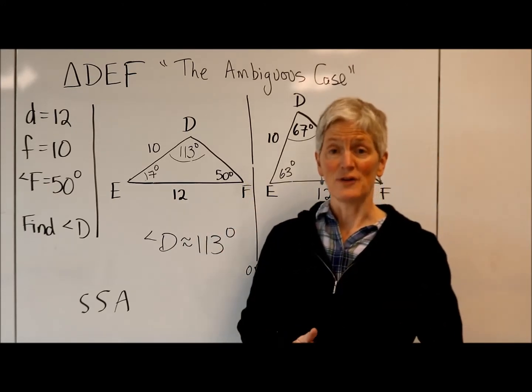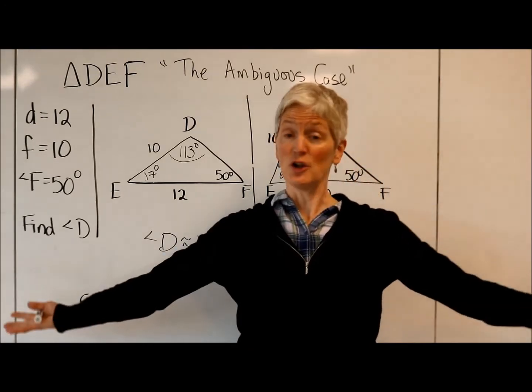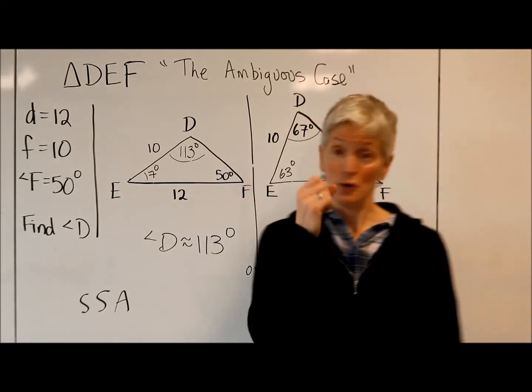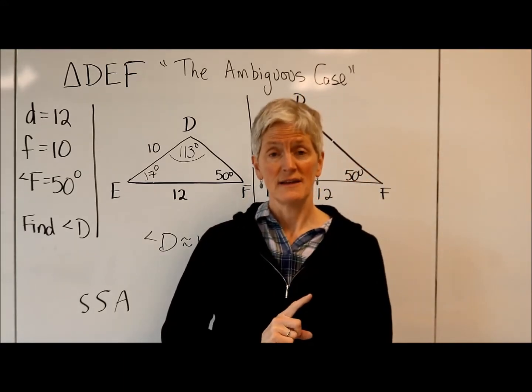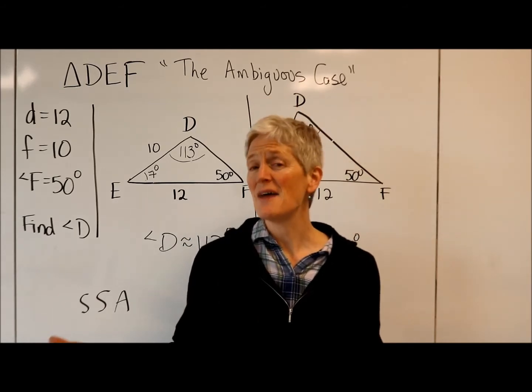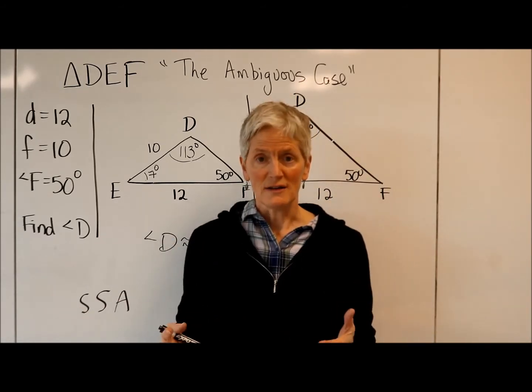but I created two different triangles. So whenever you're using the law of sines and looking for an angle, think about the ambiguous case. You might just have one distinct angle as a possible answer. You might have two. You might even have none. Maybe you're given ingredients that don't create a triangle.